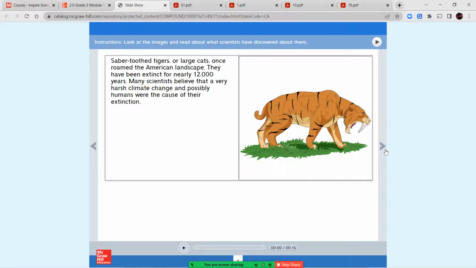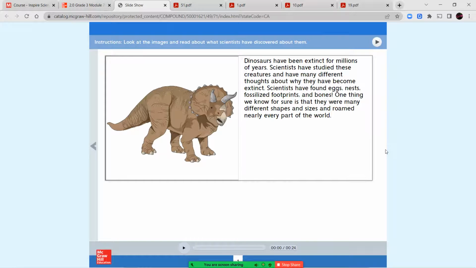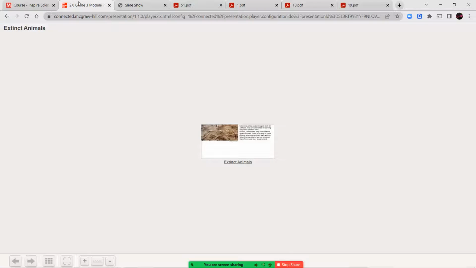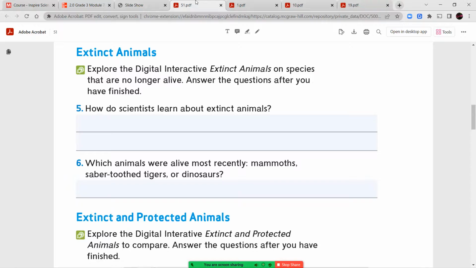that they're finding fossilized parts, that they're looking at the area that those remains were found in, what kind of things they found fossilized with them, are all things that tell scientists about what their lifestyle was like, what they did, what they ate, where they lived, and what they looked like. Which animal was alive most recently?